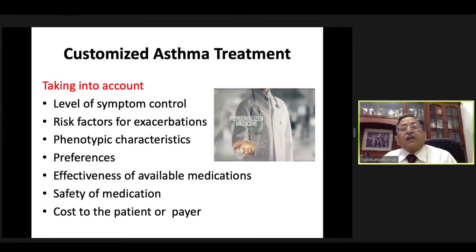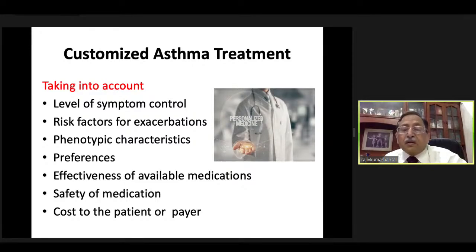Present day is a very different time. It's a modern time of personalized medication. One needs to customize asthma treatment and take into account the level of symptom control, the risk factors for exacerbations, and the phenotypic characteristics. Not everything fits everybody. Also the preferences of the patients, the effectiveness of available medication, the safety of medication, which is of paramount importance in today's world, and the cost to the patients.